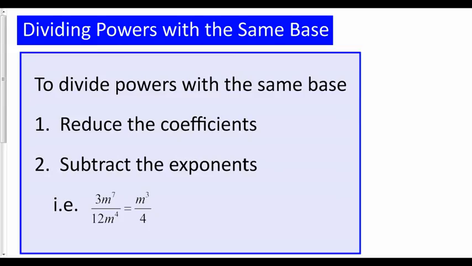So we can look at some rules for dividing powers with the same base. What we're going to do is reduce the coefficients and subtract the exponents. So if I look at this example, 3m to the 7th over 12m to the 4th, well, 3 twelfths reduces down to 1/4. And then I have the same base here, m in the numerator, m in the denominator, and I can just subtract. 7 minus 4, that's a positive 3.